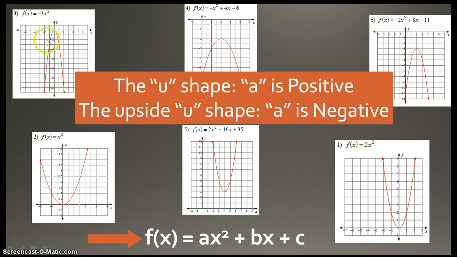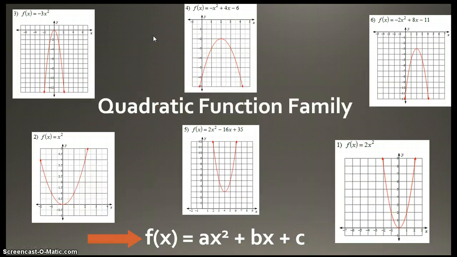Anytime you have an upside down U, that means that the graph is negative. And that means that a value, that number right after the equal sign, is going to be a negative value.